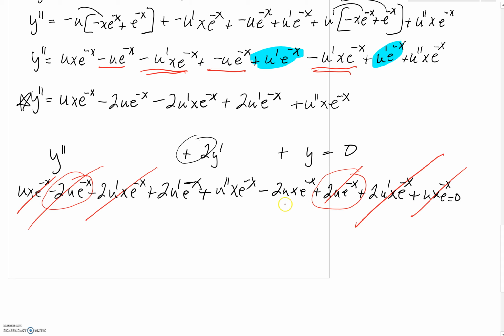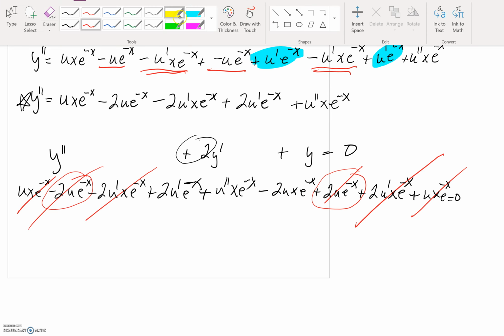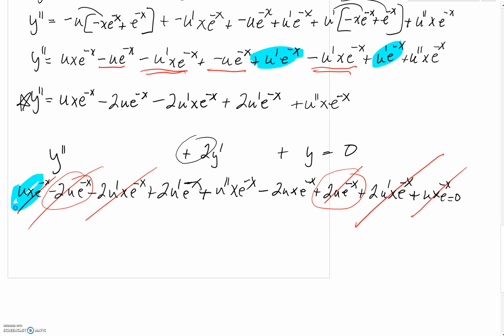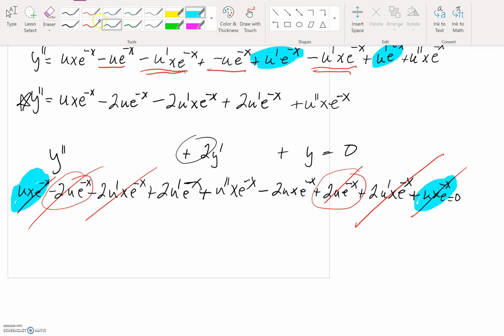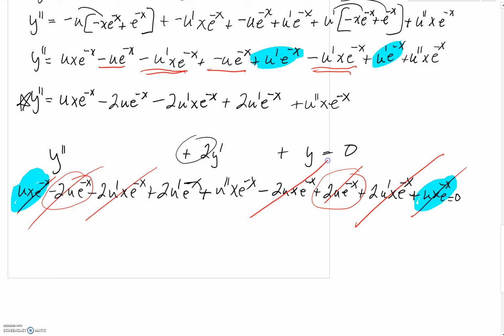You know what? Forgive me. I very quickly started this incorrectly. My apologies. Look at this. The ux e to the negative x and this ux e to the negative x would add up to 2ux e to the negative x. It's going to cancel this thing right here. So my apologies. What I started off, two positive terms aren't going to cancel out, but they're going to make a positive 2ux e to the negative x, which canceled here.